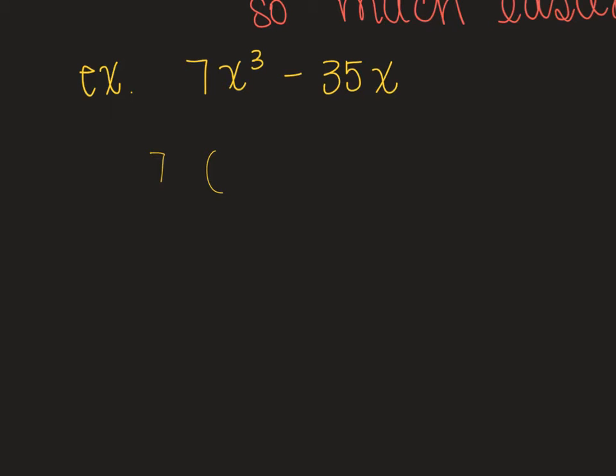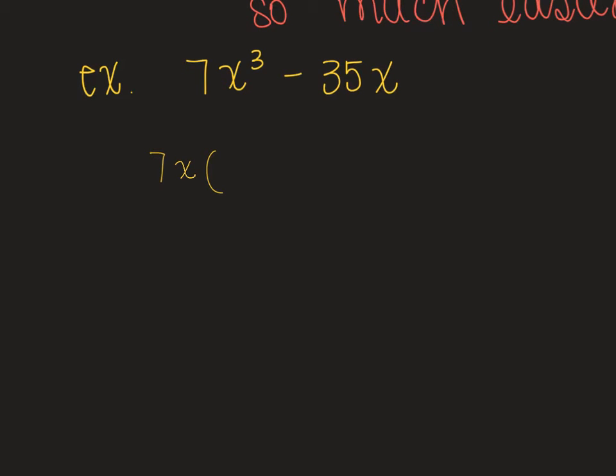When you look at our x's, this x cubed is telling us that you can take up to 3 x's out of this term. This x right here technically has an exponent of 1. That's telling me I can only take up to 1 x out of this term. So you have to think about what is the most that they have in common. And that would actually just be 1x. So I'm going to bring a 7x to the front.